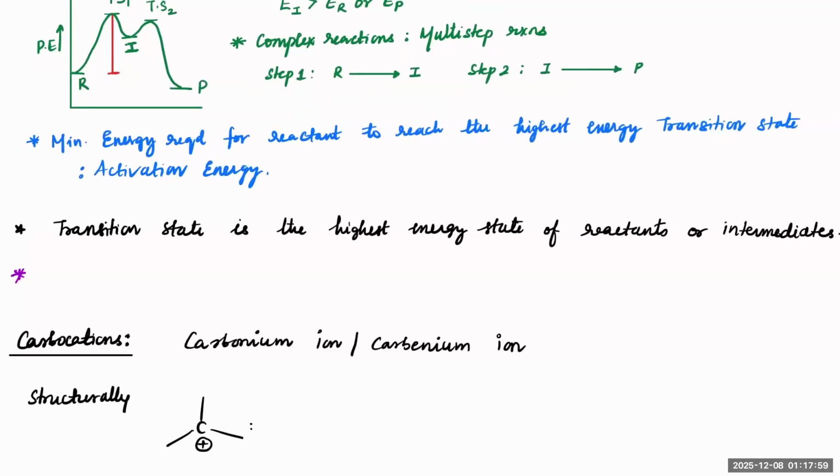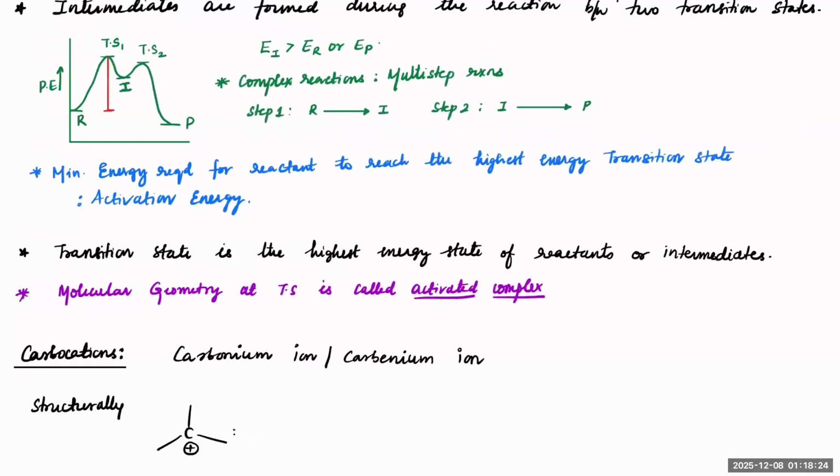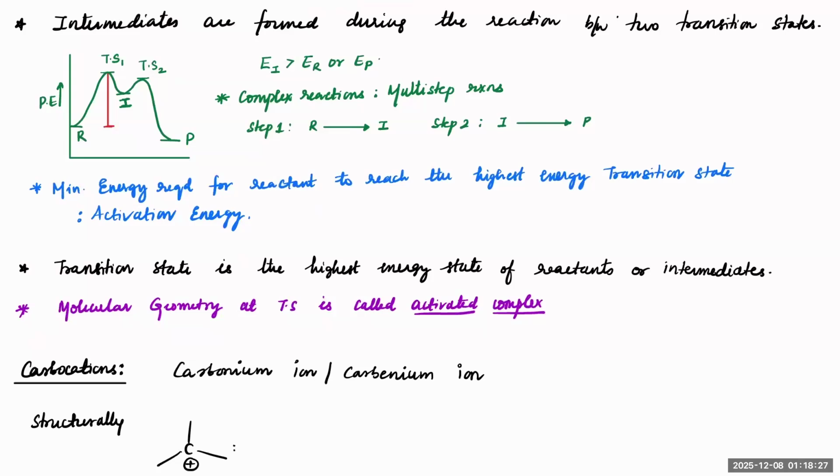The molecular geometry at transition state is called activated complex. This is another term you will come across, so remember this term as well. Activated complex. These are few basic definitions you should know. And these definitions will be very helpful even going in physical chemistry when we discuss kinetics and all.